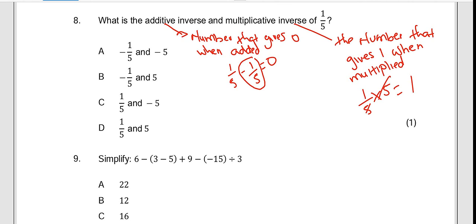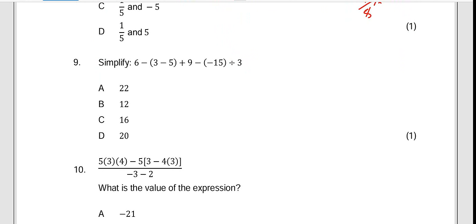So what's the correct answer? The correct answer is minus 1 over 5 for the additive inverse, and for the multiplicative inverse it is 5. That is B. The correct answer is B. So let's continue to number 9.